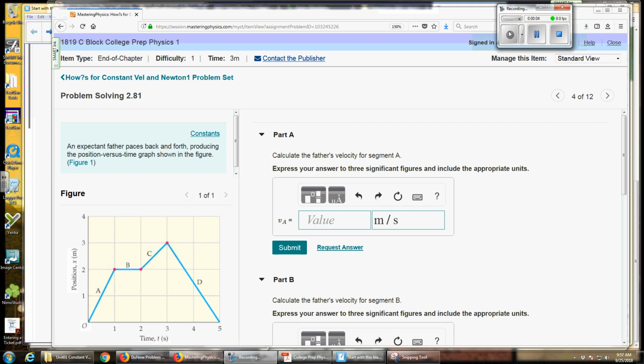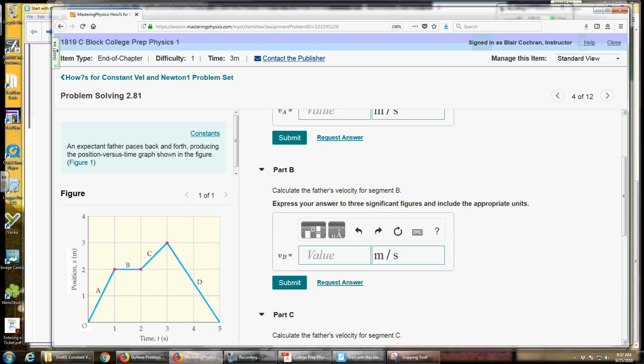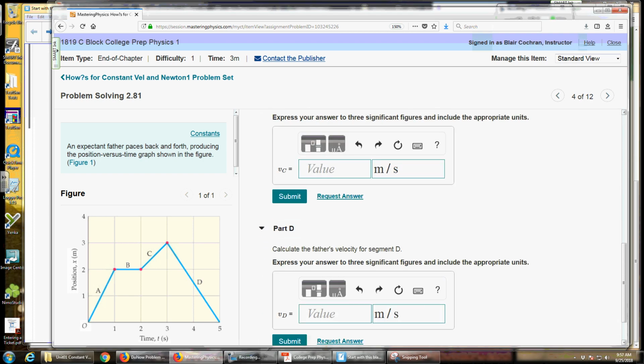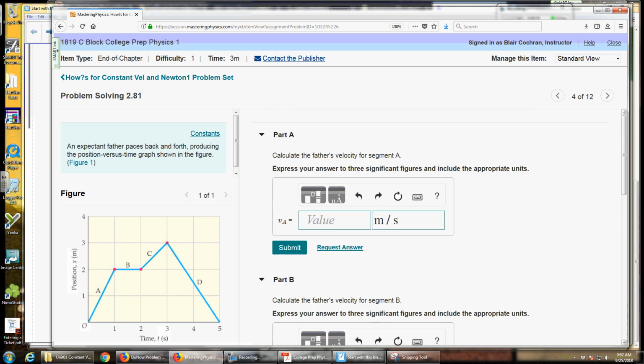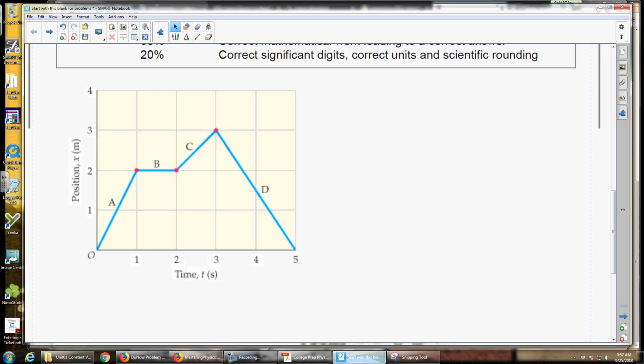Alrighty, so we're doing number 4. We have this father pacing back and forth producing the graph shown here, and they want to know the velocity of A and the velocity of B, and the velocity of C and the velocity of D. So we said in our Y that it has to do with the slope. The slope is the velocity. So let's start with part A.